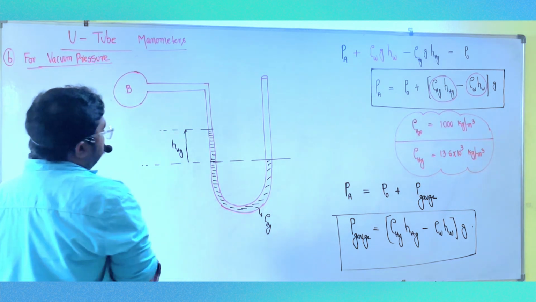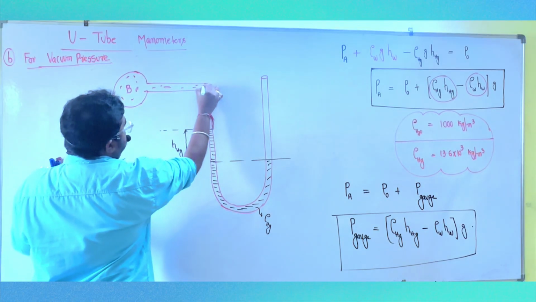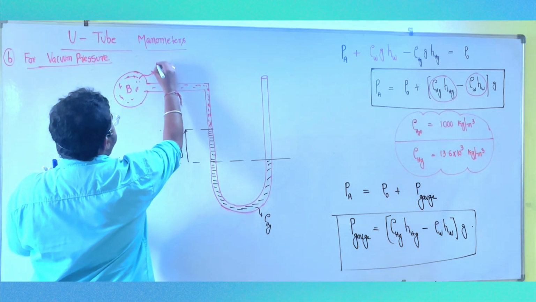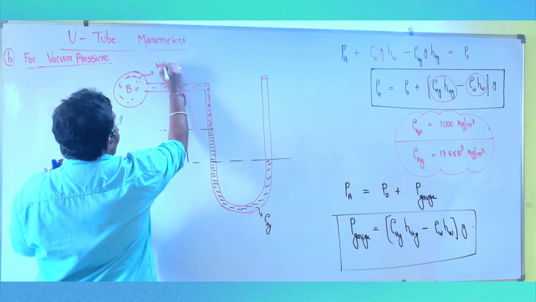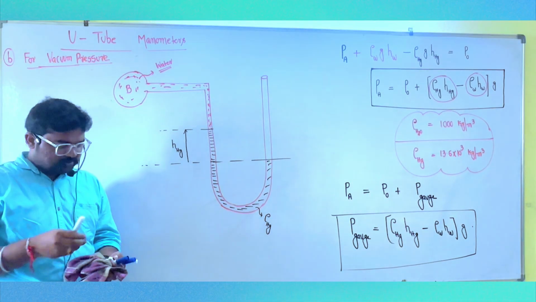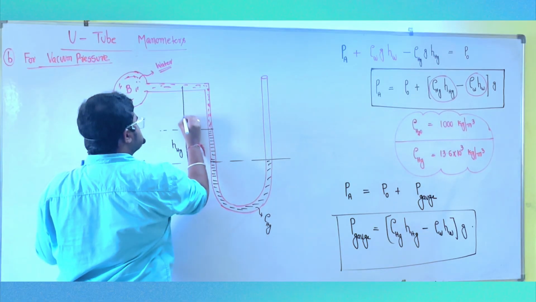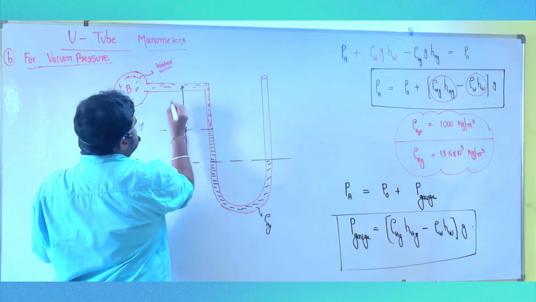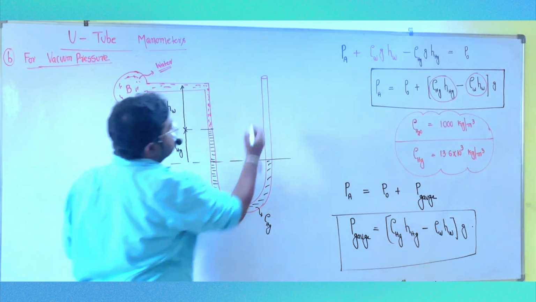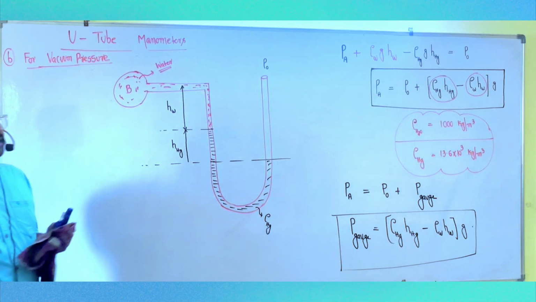After that, inside this, what is there? Water is there. Inside this, what is there? Air, the fluid, the working fluid. You can take this as water. Understood? You can take water. So now tell me from here to here, what is the fluid column here? This is the height of the water column. Right limb is exposed to atmospheric pressure. Are you clear?